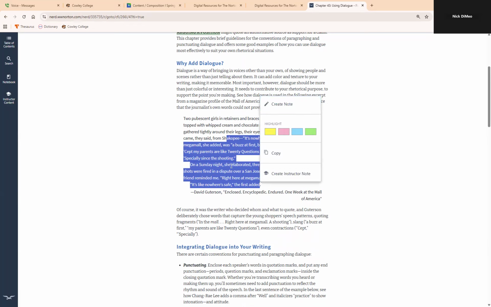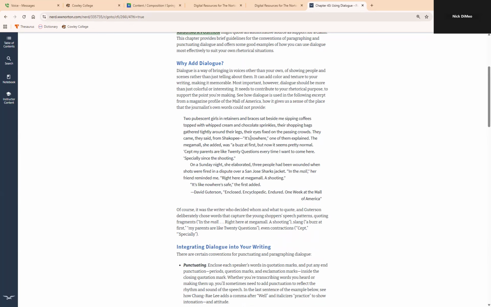within the paragraph, right? You can kind of see the girls, looking in the crowd. One says to the other, it's nowhere. One of them explained the mega mall was a buzz at first, but now it seems pretty normal. Except my parent, blah, blah, blah. So you can see the quoting, the conversation happening within the paragraph. Some people might say the conversation doesn't really jump out at you. It might be a little confusing, but again, depending on how your essay looks, it's totally up to you.